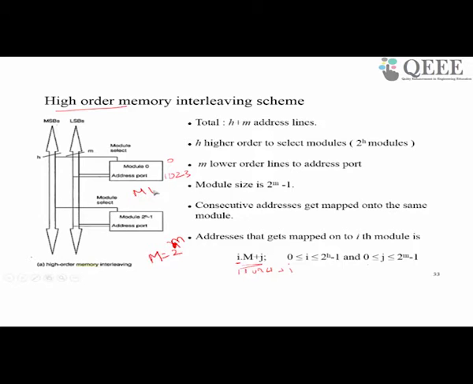So in this way address gets mapped. This is the high order memory interleaving. This memory interleaving is the one that is commonly used in interfacing different modules onto the processor. The advantage of this one is that we can selectively add the modules in a progressive manner. If you want to expand the size of the memory, we can add one more module by connecting it to the appropriate address and data port and selecting the module select lines using a decoding mechanism.